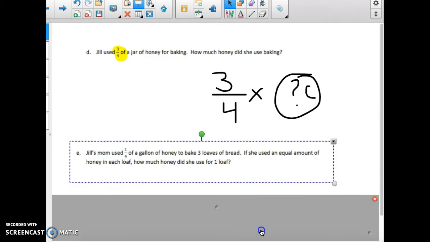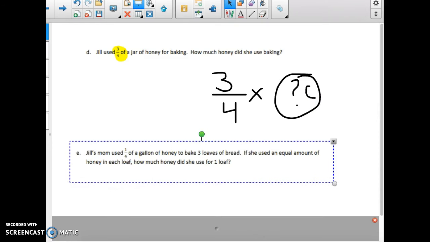Okay. Question E says Jill's mom used 1/4 gallon of honey to bake 3 loaves of bread. Again, I'm starting over now. This isn't asking me to pull anything from previous questions. It's saying, hey, you've got 1/4 of a gallon of honey. This is what you're doing with it. It's saying if she used an equal amount of honey in each loaf, how much honey did she use for 1 loaf? So I'm starting with this amount and I'm splitting it up between 3. We've had problems that look like that previously in the test. So once you've established that that's the problem you're doing, you may want to go back and look at some of those other videos to figure out how exactly we do that.